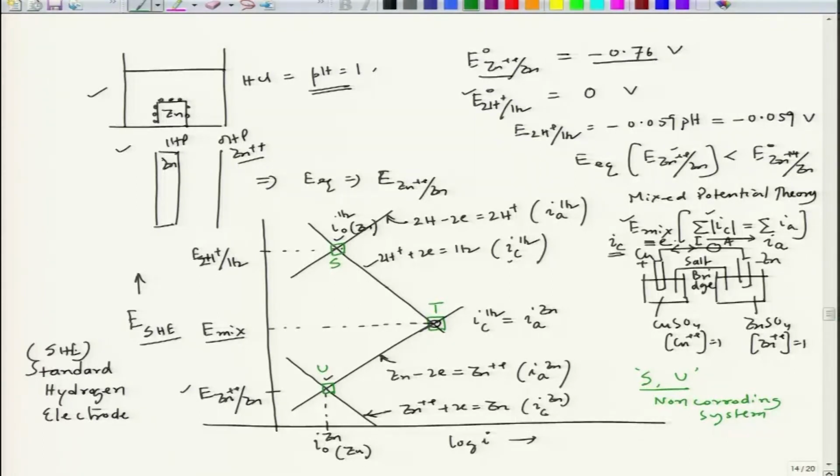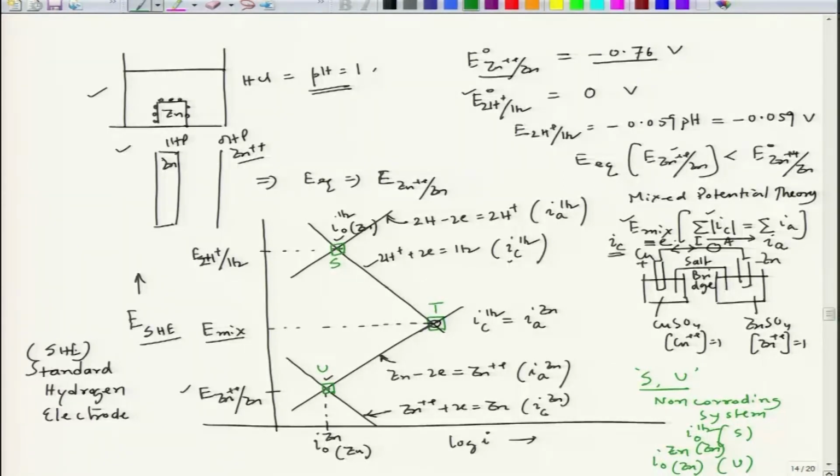Or non-corroding situation, and I will achieve I0 in case of S. In case of S, it is nothing but hydrogen on zinc surface, and in case of U, it is I0 zinc on zinc surface, this is U. And interestingly, at these 2 points, I could achieve steady state.